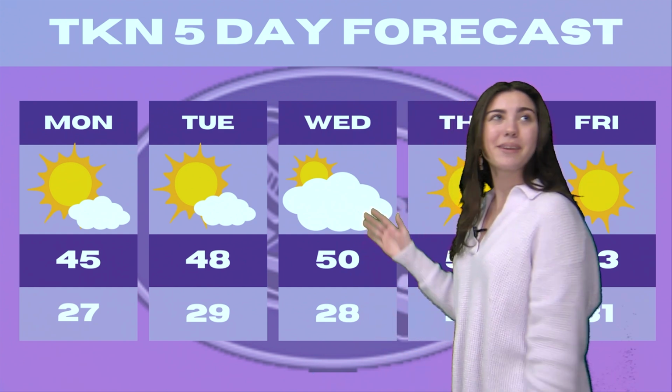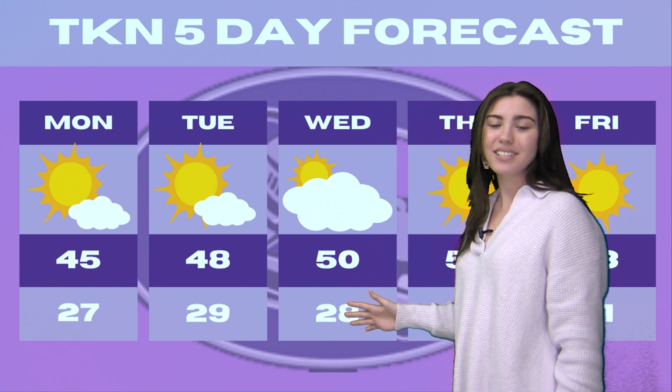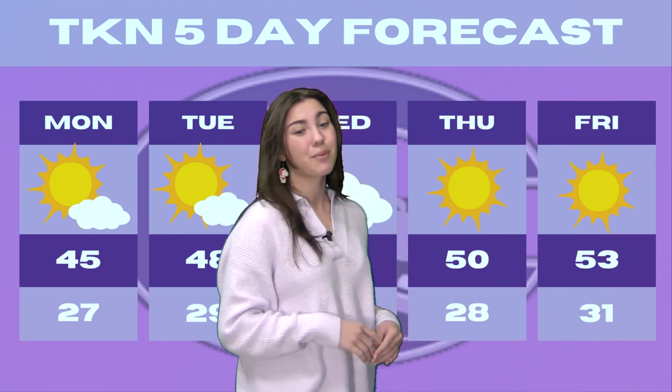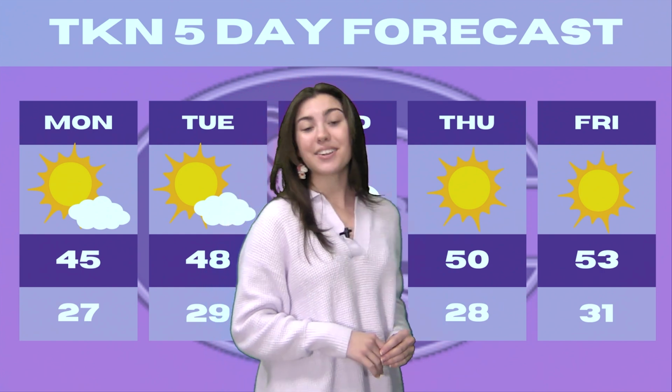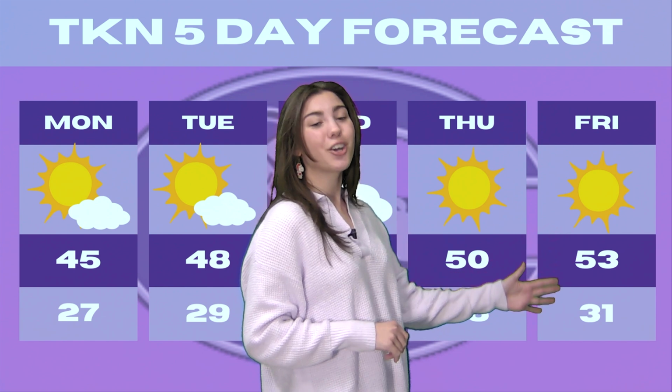On Wednesday, there will be a high of 50 degrees and a low of 28 degrees with a mix of clouds and sun. Going into Thursday, we have our first sunny day with, again, a high of 50 degrees and a low of 28 degrees. Winds will be light and variable. Finally, it looks like our final school day before winter break will be sunny all day with a high of 53 degrees and a low of 31.